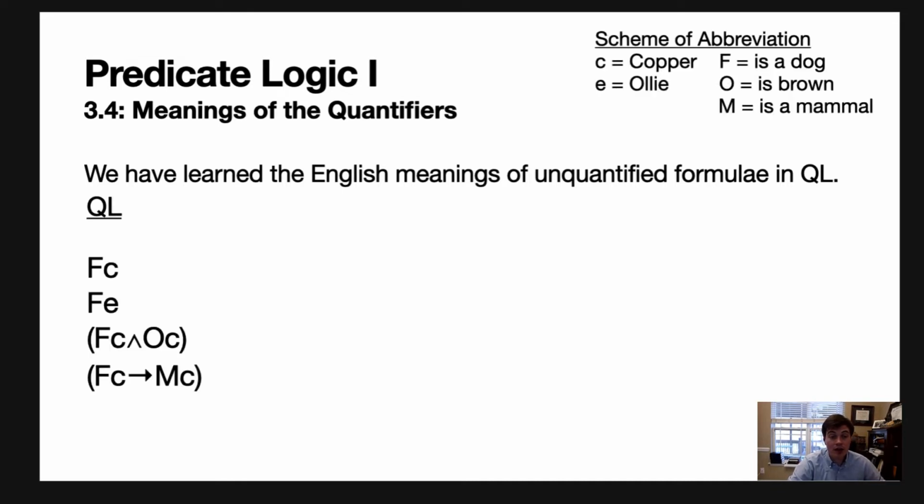So here on the left-hand side, we have a few such unquantified formula. We have Fc, Fe, Fc and Oc, and then Fc, if Fc, then Mc. And in the top right corner, you've got your scheme of abbreviation. So pairing these up with our scheme of abbreviation, what does capital F lowercase c mean? It means Copper is a dog. Lowercase c is our name letter. Capital F is the predicate "is a dog," and so we've got capital F predicated of the name letter c.